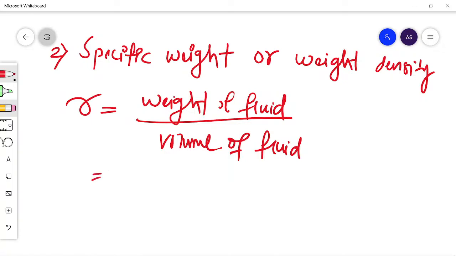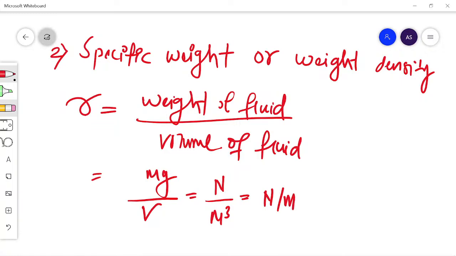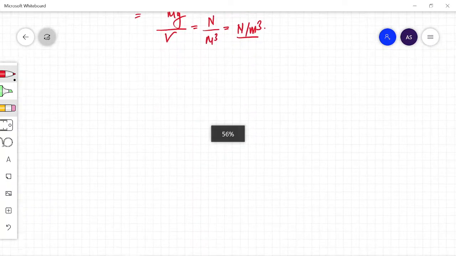In numericals, you will be asked to find the specific weight, that is, the weight density. So weight density means the weight mg upon the volume, and the unit of weight is Newton and of volume is meter cube, so Newton per meter cube. Just like mass density, this is the same as the weight density.